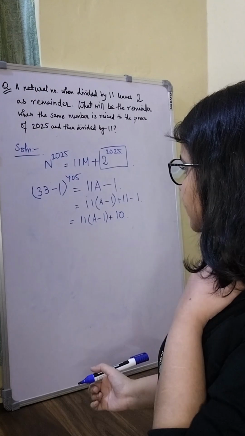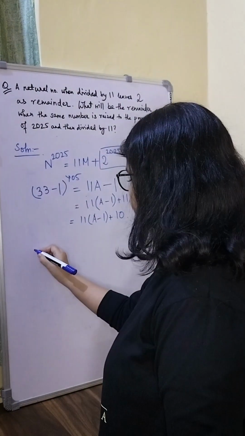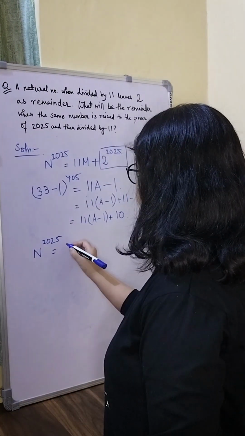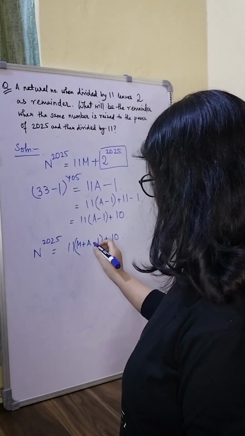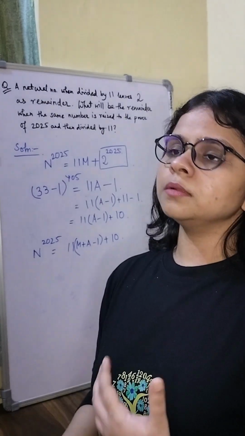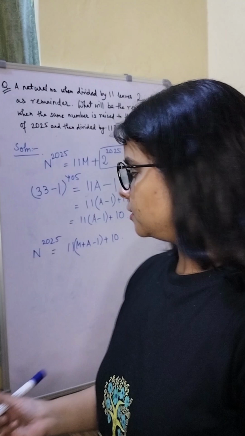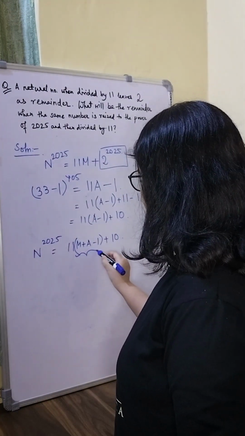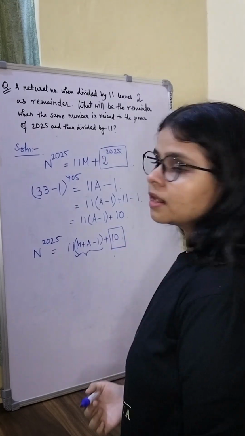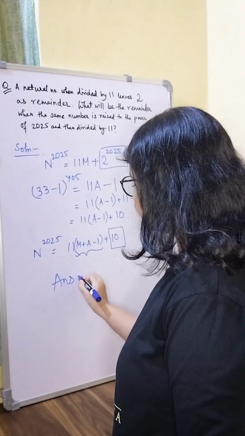So now if we were to write this whole thing, N to the power of 2025, we'll write it something like this way: 11 into n plus a minus 1 plus 10. This is the form of N to the power of 2025, right? So this is also some natural number, and this 10 is our required remainder. So the answer, or the required remainder, is 10.